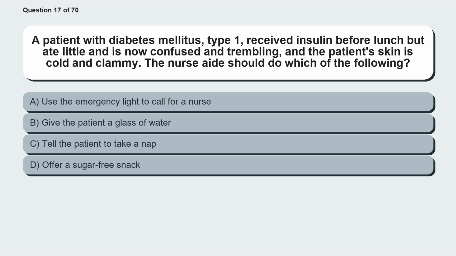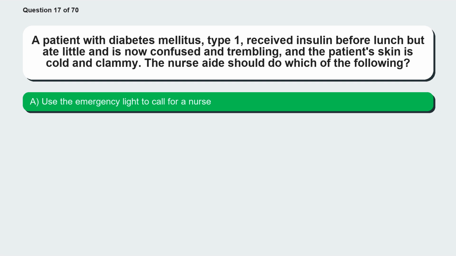Question 17. A patient with diabetes mellitus, type 1, received insulin before lunch but ate little and is now confused and trembling, and the patient's skin is cold and clammy. The nurse aide should do which of the following? Option A. Use the emergency light to call for a nurse. Option B. Give the patient a glass of water. Option C. Tell the patient to take a nap. Option D. Offer a sugar-free snack. The correct answer is option A.